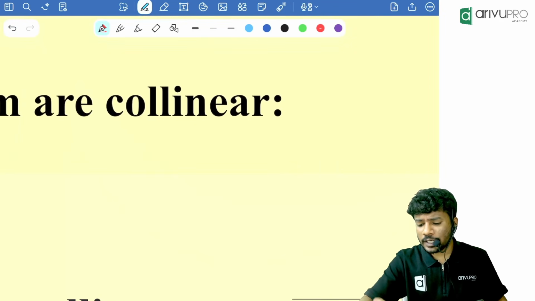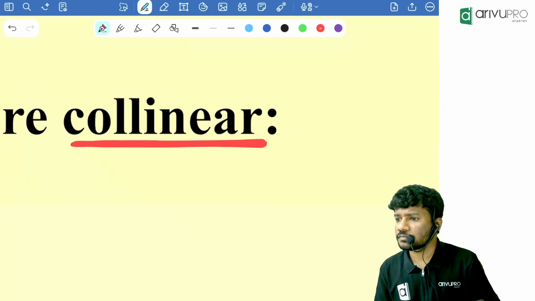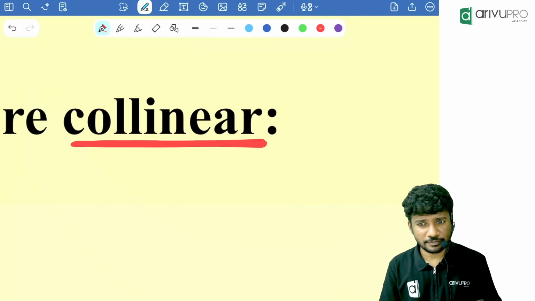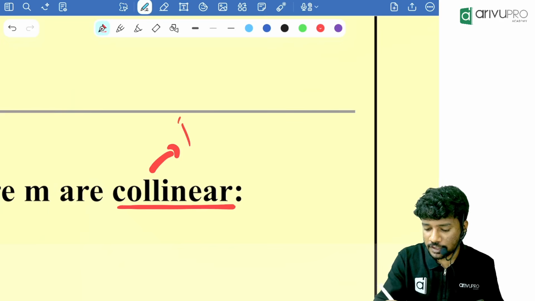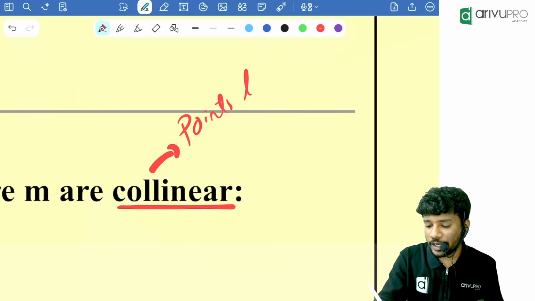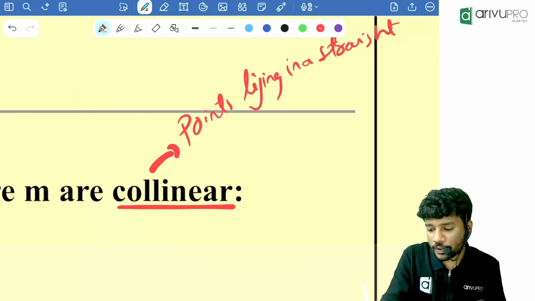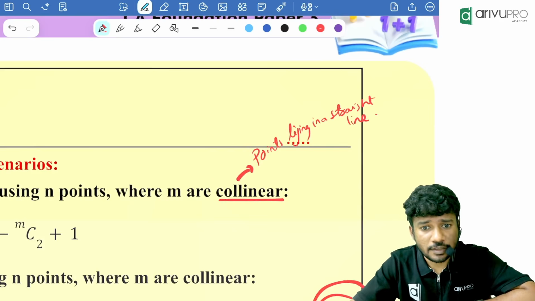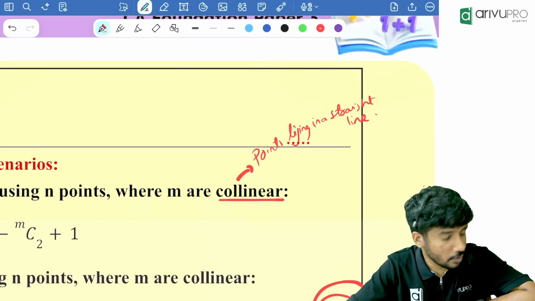Have you heard about collinear? What do you mean by collinear? Points lying in a straight line. Okay, make a note of it. Collinear means points lying in a straight line are called collinear points. Everyone, make a note of it. Points lying in a straight line are called collinear points.